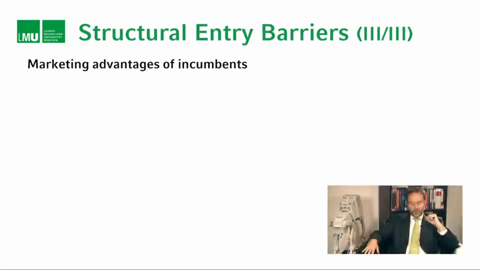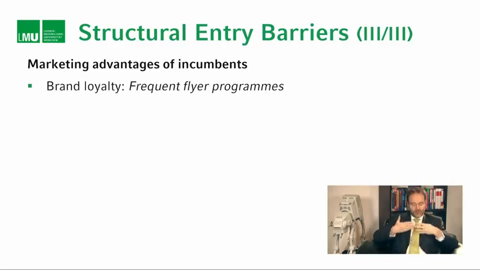A third structural entry barrier are marketing advantages of incumbents. You may simply be able to build up some sort of brand loyalty by signing up your customers for frequent flyer programs, frequent loyalty programs, frequent buyer programs, if you wish. This is something that makes it difficult or less attractive for someone to switch to a potential entrant. So someone who comes in would have to come in with a much better product or a much cheaper product to make those people switch.